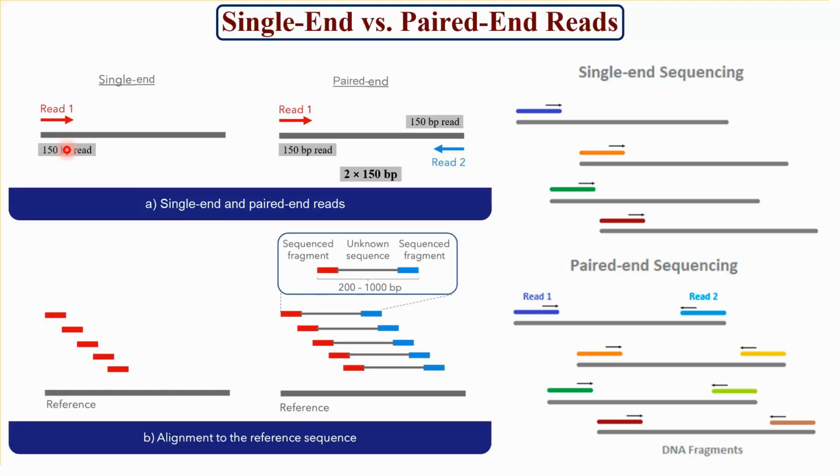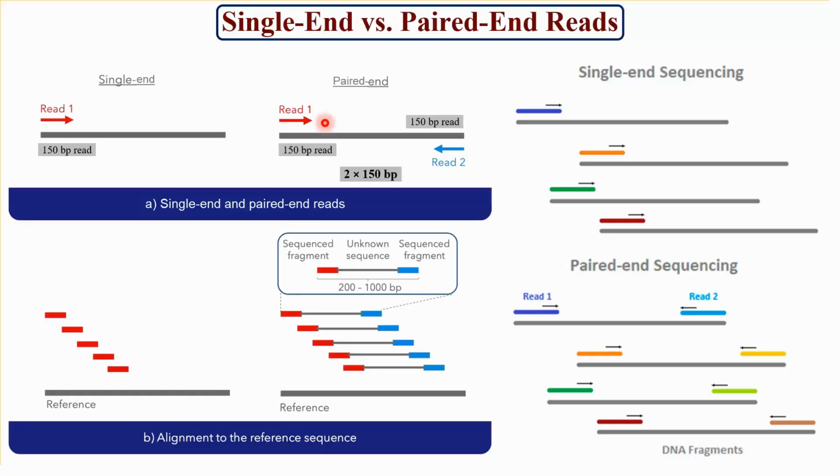Now look at the paired end reads just beside it. In paired end sequencing, the same DNA fragment is read or sequenced from both ends, producing two separate reads. Here the same DNA fragment is read from both ends, as we can see here. This is read 1, this is read 2. First the read 1 is generated from one side, then the read 2 is generated from the opposite side. Notice how the arrows face toward each other, as we can see here.